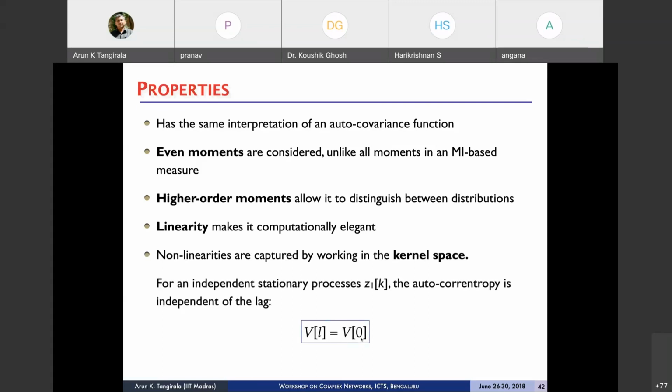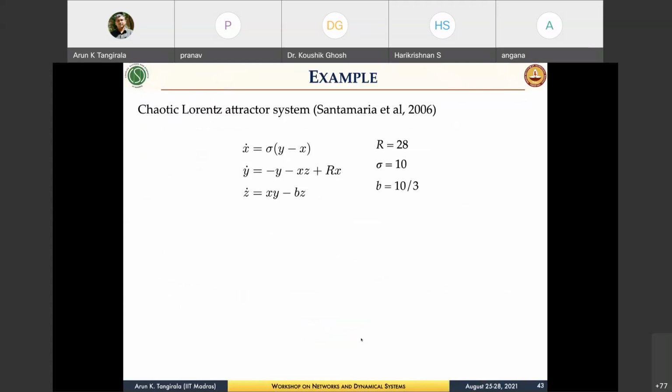The main result is that for an independent stationary process, an IID process, the autocorrentropy is independent of the lag. Compare this with the autocorrelation for a standard stationary process, a white noise process. The autocorrelation is 1 at lag 0 and 0 elsewhere. So this is slightly different. V_L is the same as V_0. It's a flat autocorrentropy if the series is IID. And you can extend this now to cross-correntropy as well.